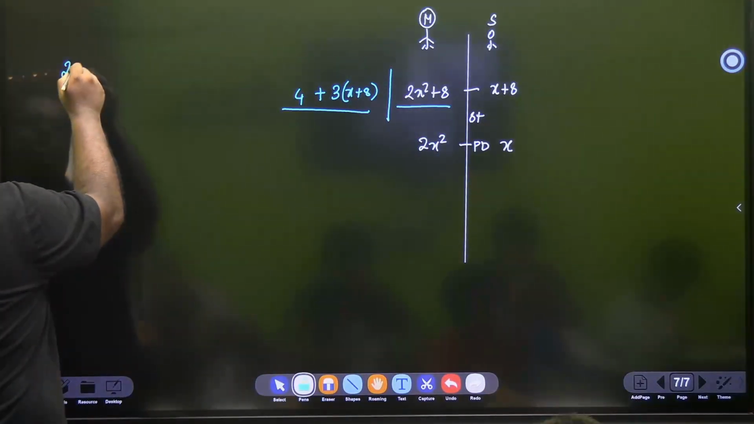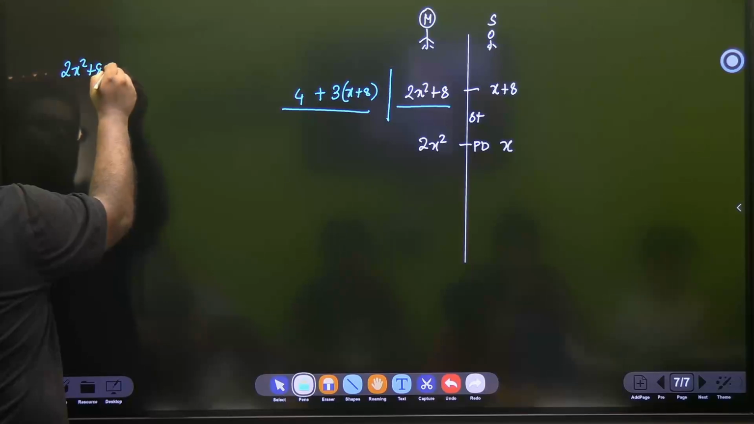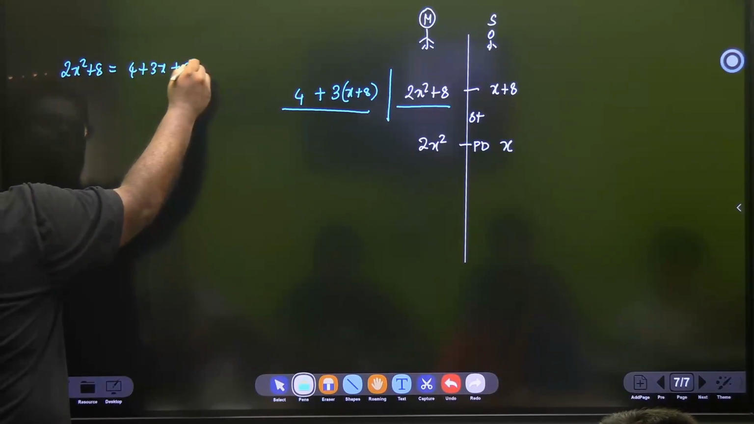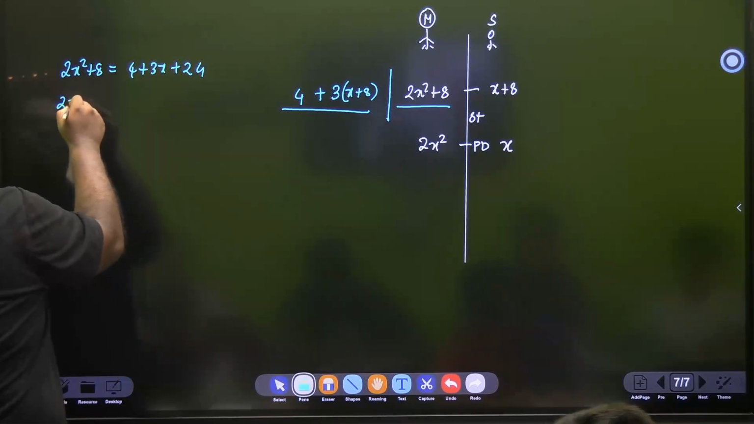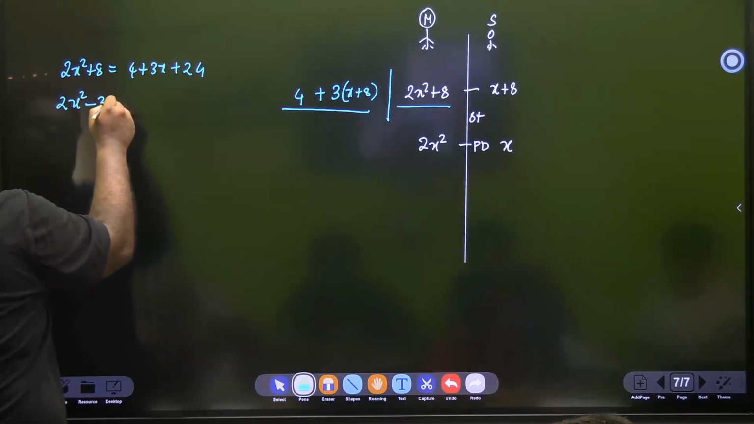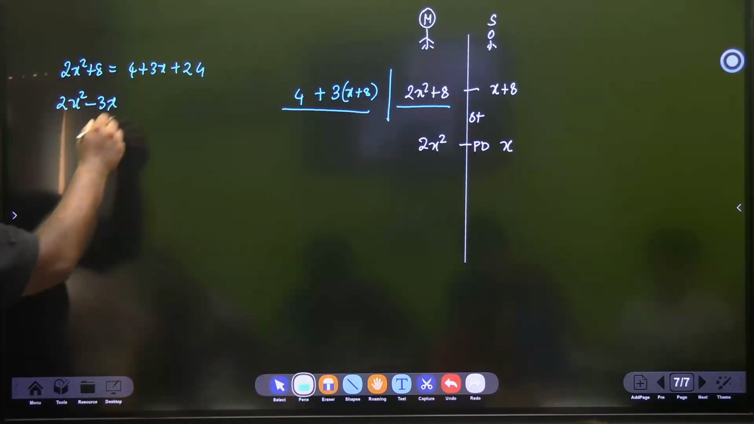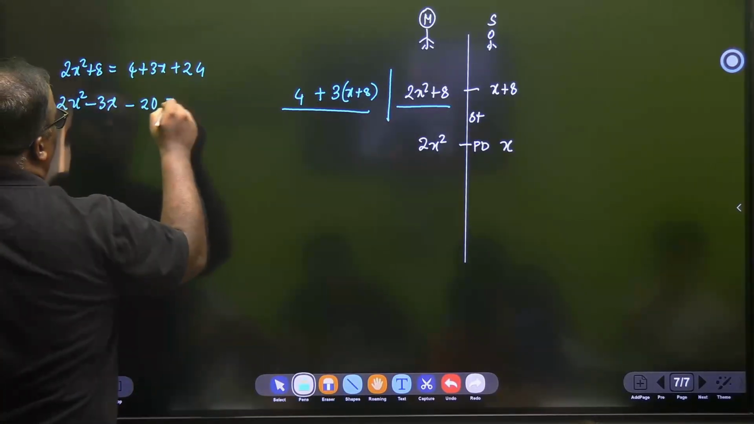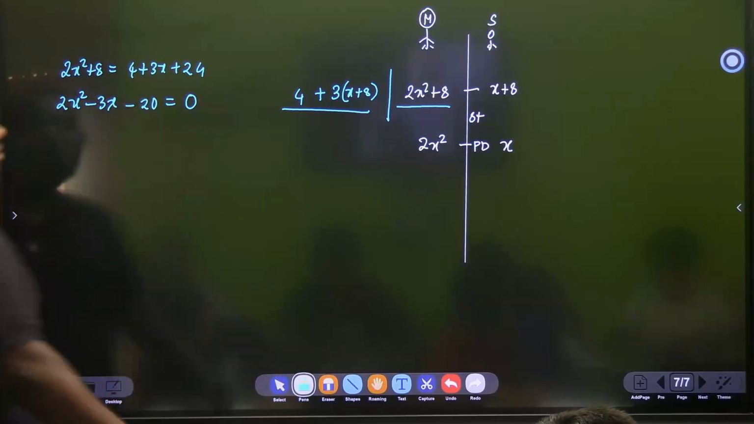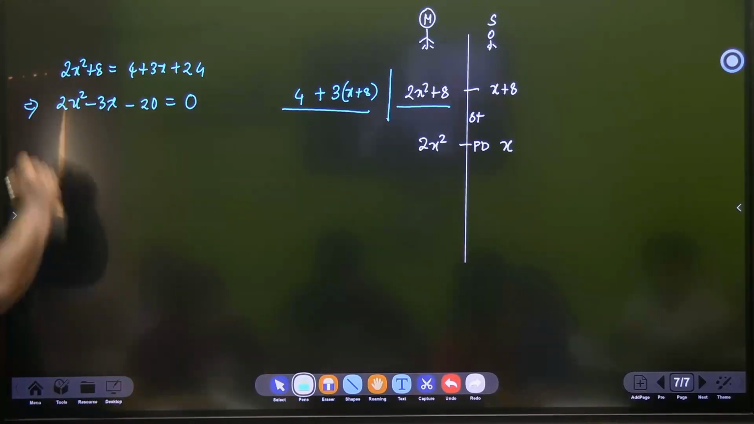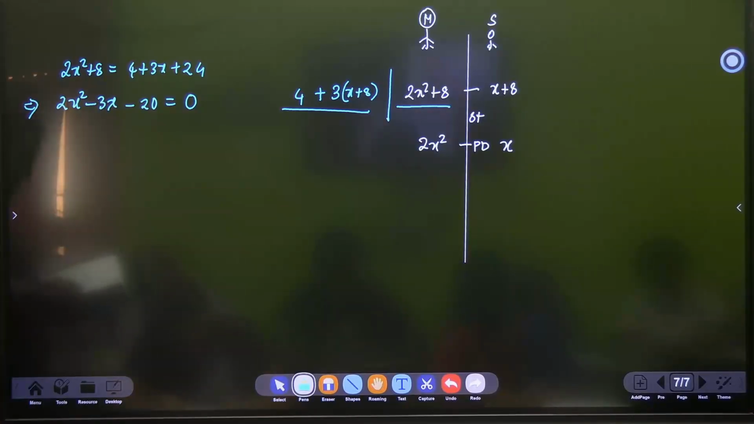Shall we equate them? So let's equate them. 2x square plus 8 is equal to how much? 4 plus 3x plus 24. So you get a 2x square, you have a minus 3x. Then how much is this hodgepodge all about? 24, 28. It comes this side, minus 20. देखो भाई, are we correct? Yes.